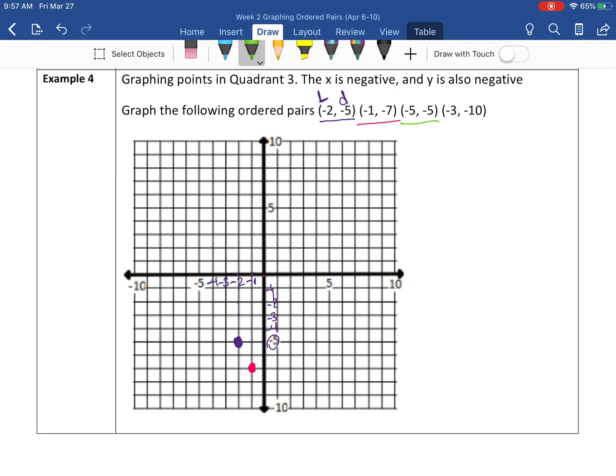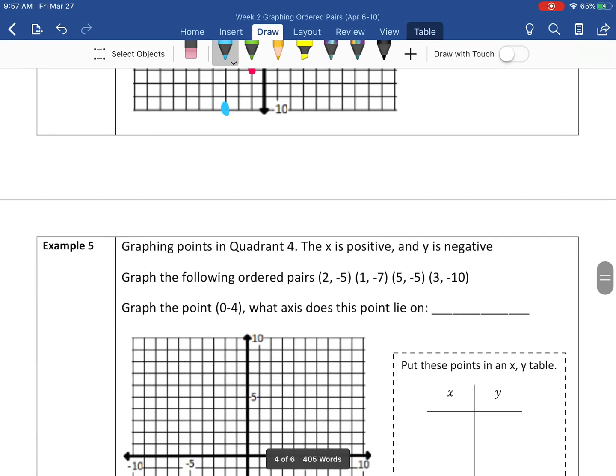So we have the point -5, -5, so I'm going to go to the left 5 squares and then down 5 squares. And that's my point -5, -5. And then last but not least, we want to go -3, -10. So we're going to go to the left 3 squares and then down 10 squares. And those are our ordered pairs.